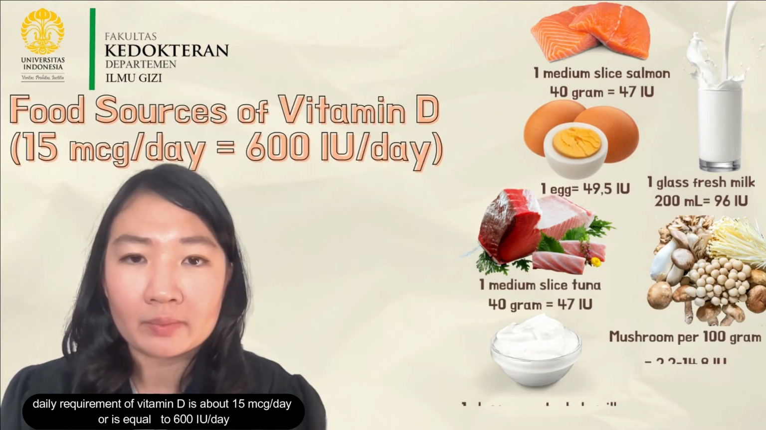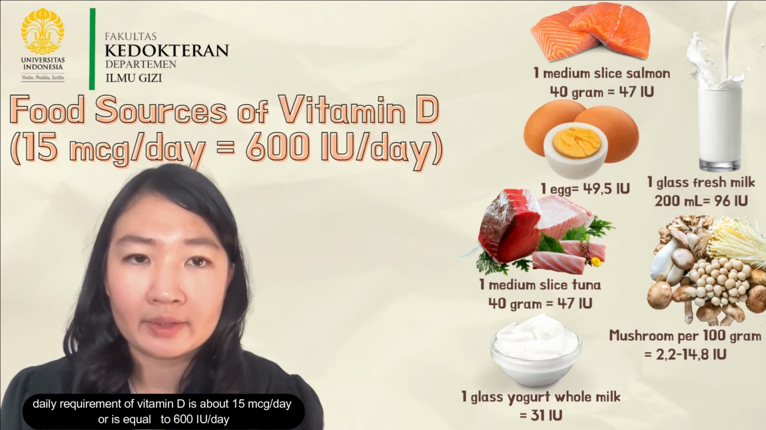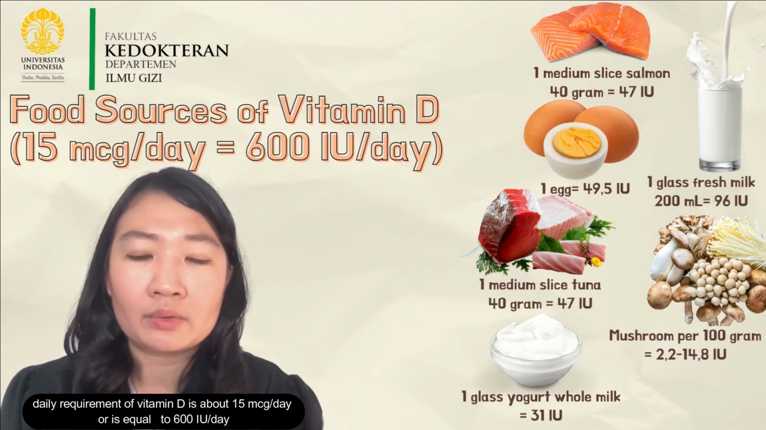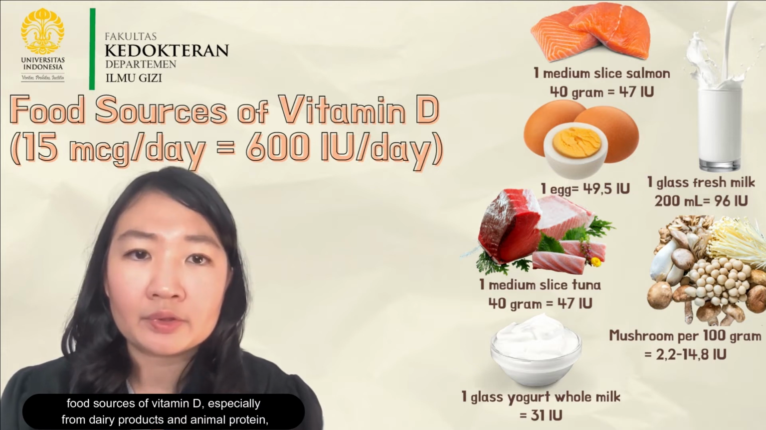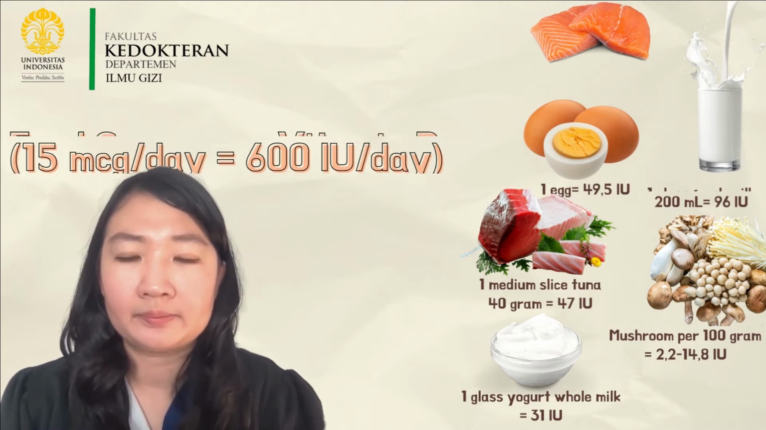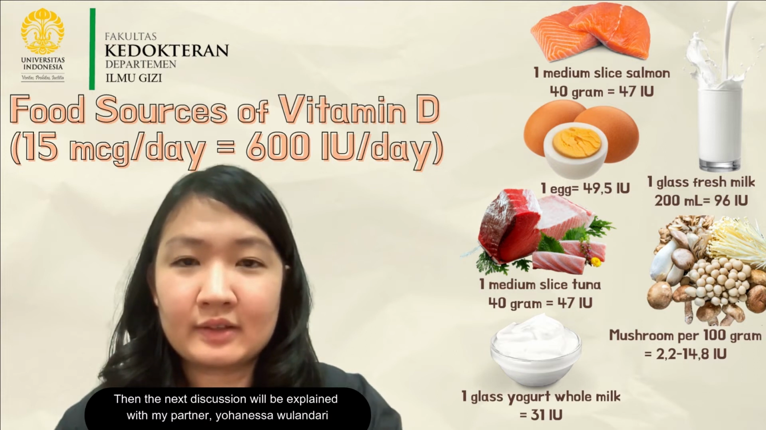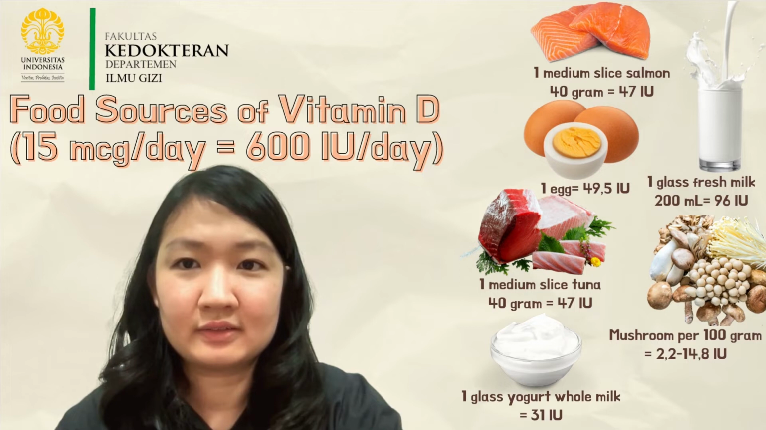The daily requirement of vitamin D is about 15 micrograms per day, equal to 600 international units per day. Food sources of vitamin D are especially dairy products and animal protein such as milk, yogurt, fish, and egg, and also plant protein such as mushroom. Then the next discussion will be explained with my partner Yohanesa Mulandari.